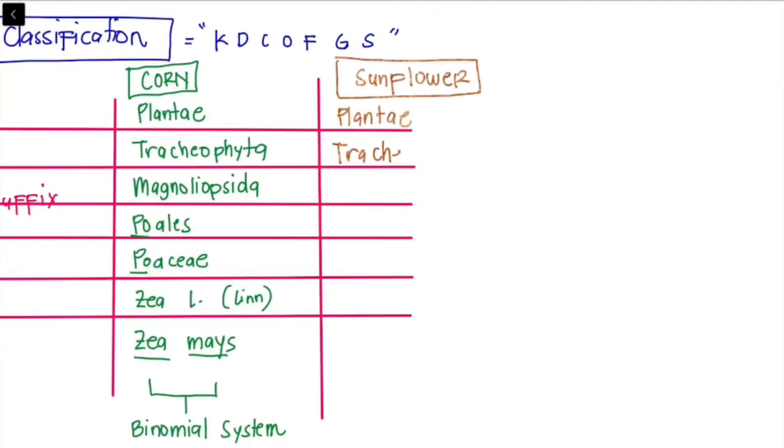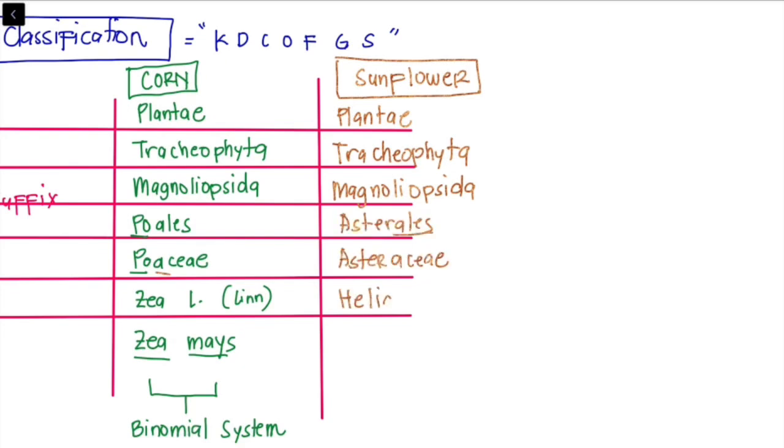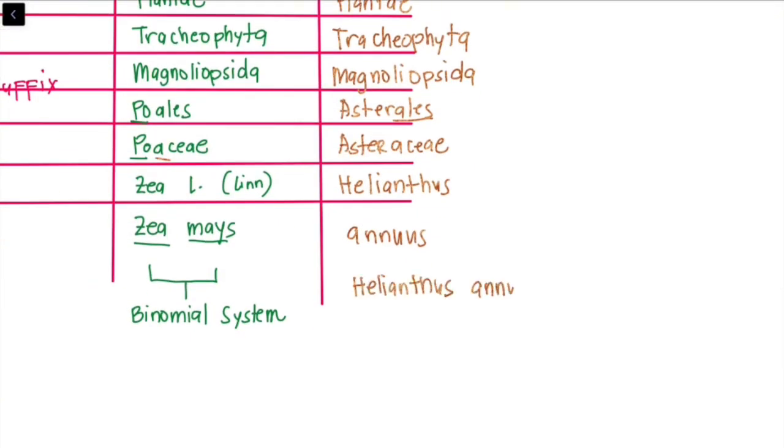Another plant sample natin ay ang sunflower. Katulad ng corn, Plantae din ito under Tracheophyta, under the Magnoliopsida, okay, but different order, no? Aster kasi yan, Asterales, Asteraceae, Helianthus ang kanyang genus, and Anus yung kanyang species. So Helianthus anus is sunflower.